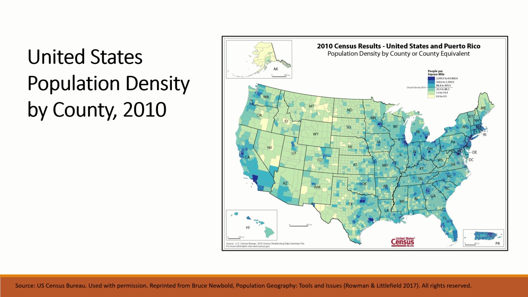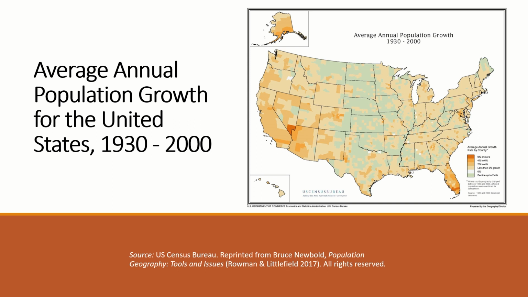But again, the way this is measured is you have a map of the United States, but the geographic unit of measurement is counties, showing people per square mile. When you examine a map like this, you always want to see how it's classified and what the geographic units are. Here's an average annual population growth for the United States between 1930 and 2000, and you can see clearly that the growth has been in the southeast and the southwest, and the losses primarily have been in the central areas of the United States, the Midwest and the Great Plains region.